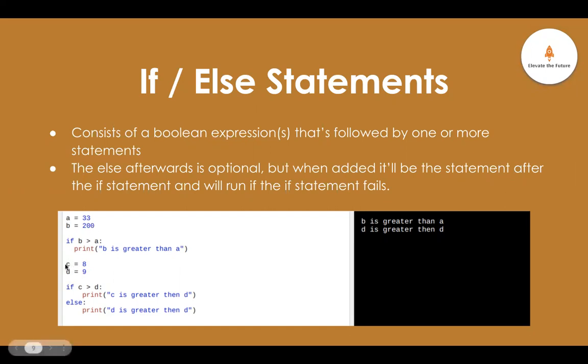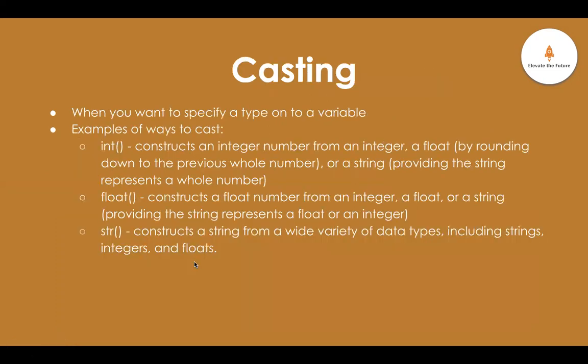Then we have another segment. We have c is 8 and d is 9. If c is greater than d, which is 8 is greater than 9, that comes out to be false. So we're going to skip that. We're not going to execute this print statement. And we're going to go to the else. And the else just says d is greater than c. And this just catches any other instances.